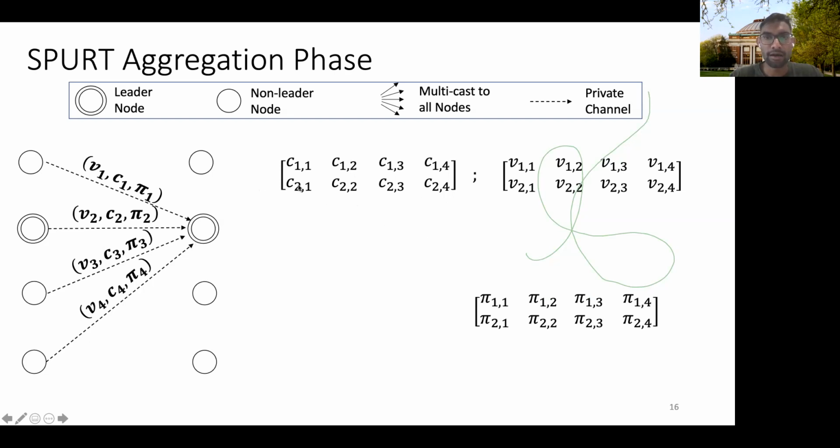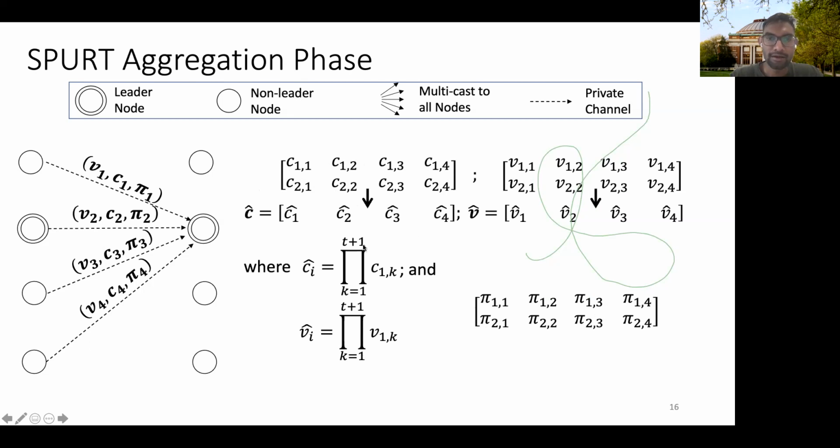You have the encryption vector from each node. Each row is a message from each node. So the leader will have 2 encryption vectors, 2 commitment vectors, and 2 proof vectors. The leader will aggregate the encryption vector and the commitment vector. Aggregation is essentially column-wise multiplication. The leader will compute C hat, the aggregated encrypted vectors, which is basically column-wise multiplication. So the leader is adding the secrets of these 2 parties in the exponent, under the hood of encryption. This is the homomorphic property that we are using.